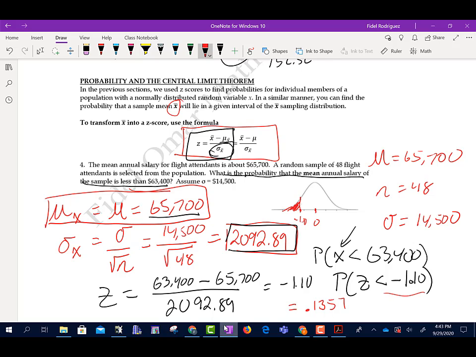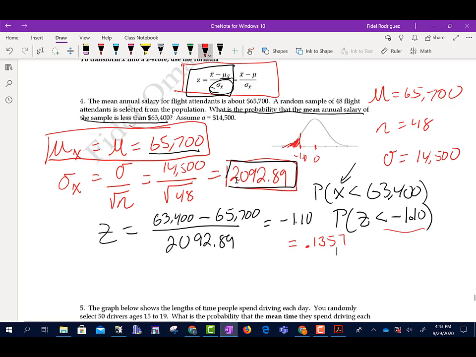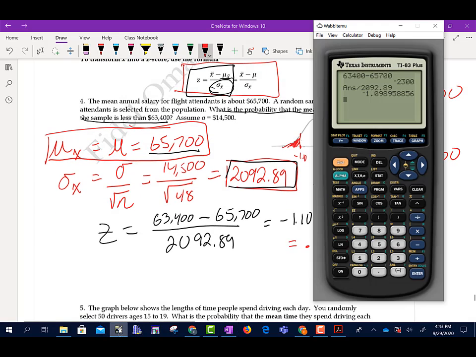Let's see if we remember how to do it using our calculator, right? If I wanted to use my calculator, remember what I'm going to do. I'm going to go clear. I'm going to go second distribution because I want to get to the vars, right? Second vars. I'm going to go to normal CDF. Remember, I'm looking for the area to the left.